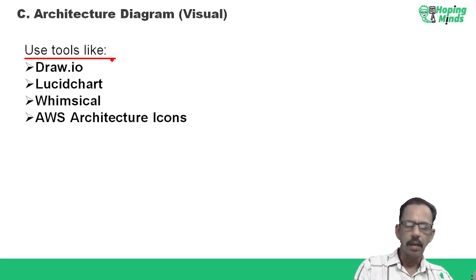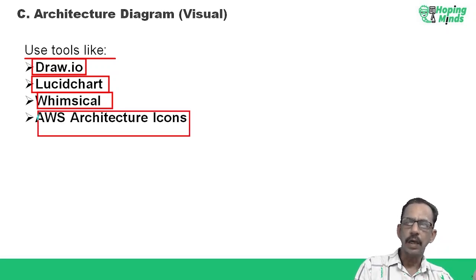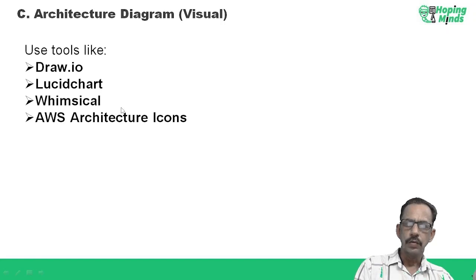If you are a master in some other tools like AutoCAD, use wherever you want. But my most preferred is Draw.io. You can use Lucidchart. You can use Visio. You can use AWS architecture icons. So let me show you about Draw.io.